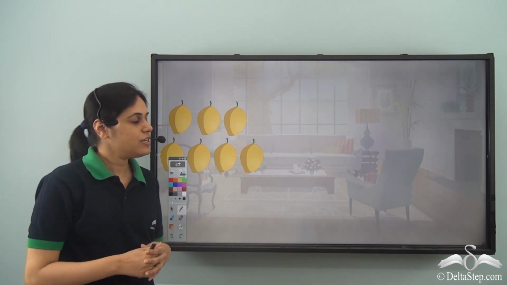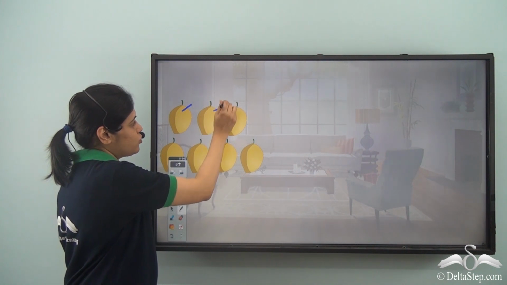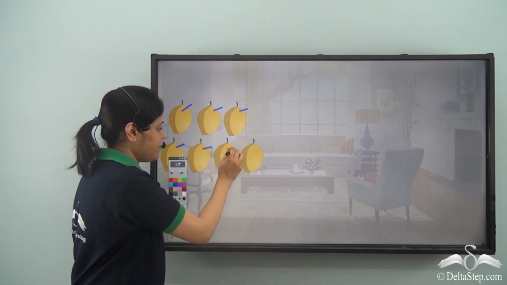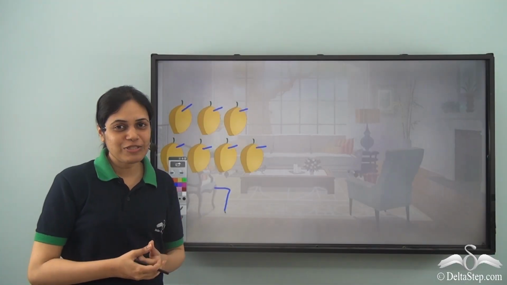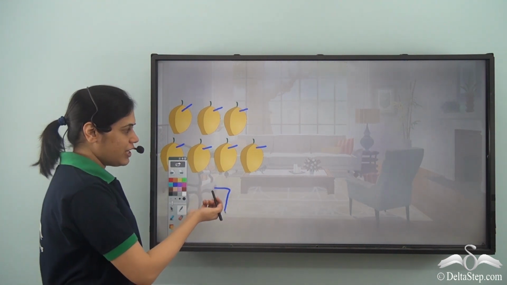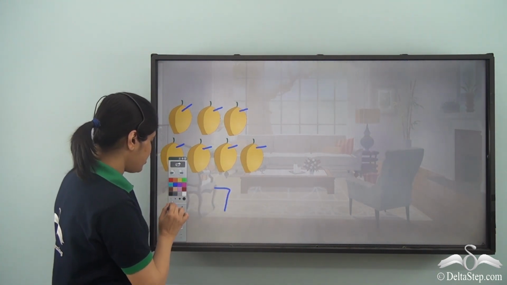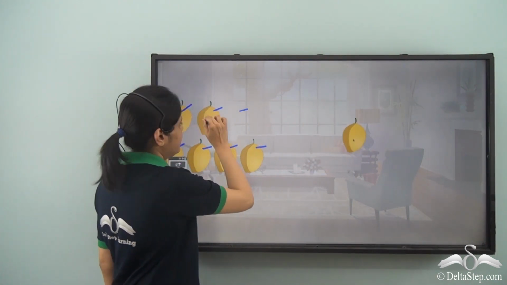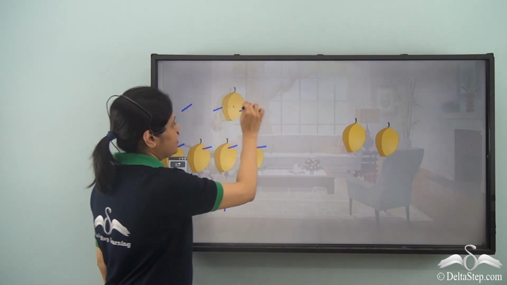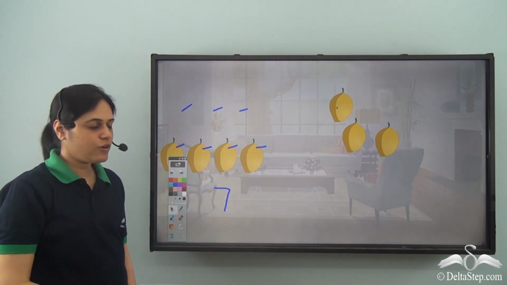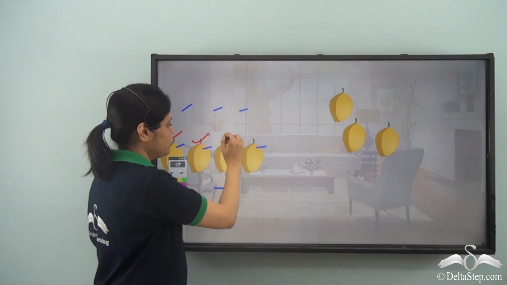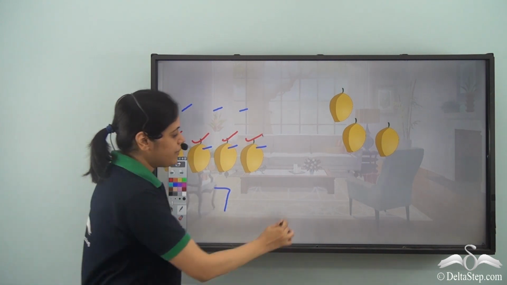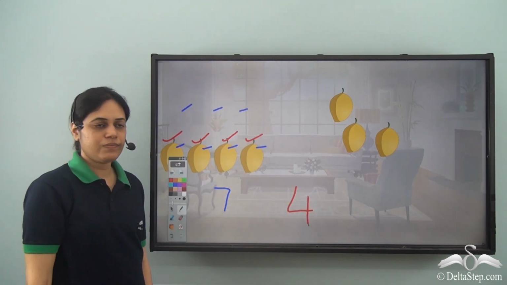So these are the mangoes which Mary had in the first place. Let's count. 1, 2, 3, 4, 5, 6, 7. 7 mangoes. And how many mangoes did the monkey take away? 3. So if I remove those 3 mangoes, that is 1, 2, 3. If I remove these 3 mangoes from here, how many mangoes am I left with? 1, 2, 3, 4. So I am left with 4 mangoes.